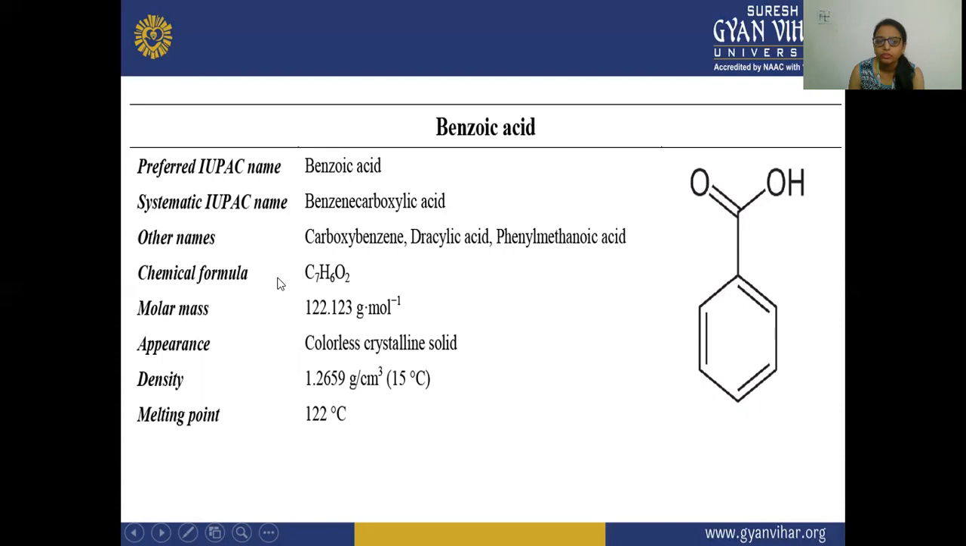So the molecular mass of this benzoic acid is 122.123 gram per mole, and the appearance is a colorless crystalline solid. So this benzoic acid is not present in liquid form; it is present in crystalline solid form, colorless crystalline solid form, or you can say the white crystalline solid form. Here, the density of this benzoic acid is 1.2659 gram per centimeter cube at 15 degrees centigrade, and the melting point is 122 degrees centigrade.